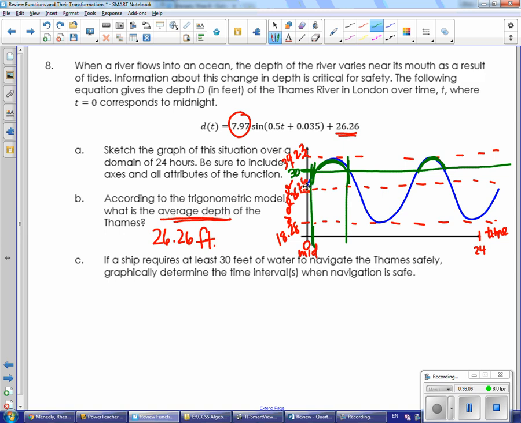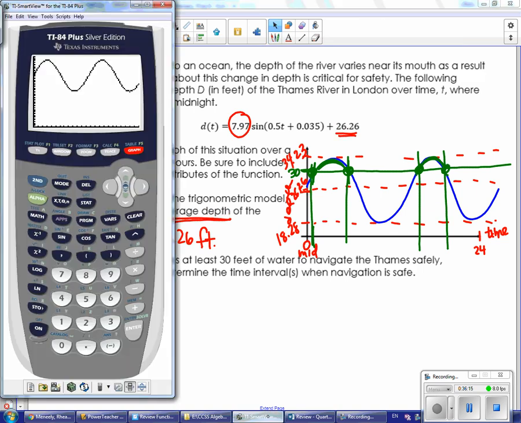Let me do it this way. So I need to figure out these values of x. And I can do that using the calc functions on my calculator. Before I do, though, I'm going to go back into my y equals screen, and in y2, I'm going to go ahead and enter the 30 feet. And so now you'll be able to see the 2 intervals from which the ship can actually pass through.